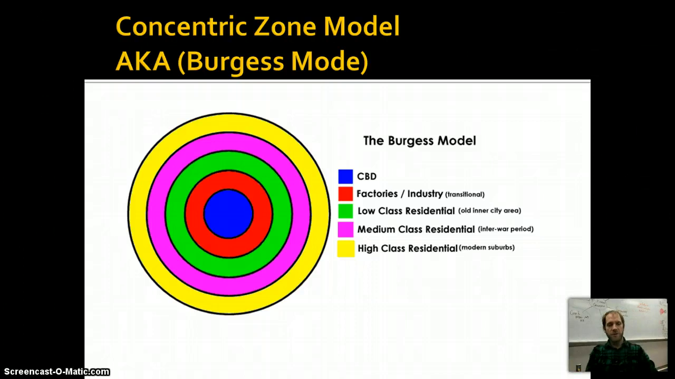So I think the Burgess model is pretty self-explanatory. I think it makes some certain amount of sense. I think it is the simplest of the three models, but just remember you're working from the central business district all the way out to where the wealthiest people in your city will live.